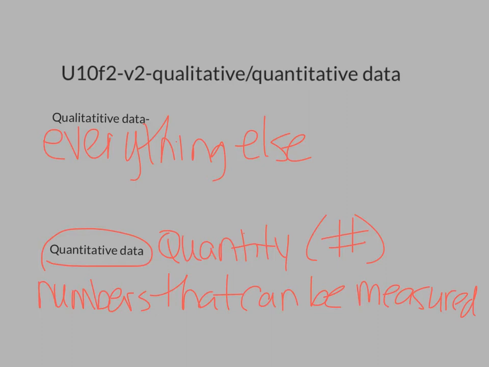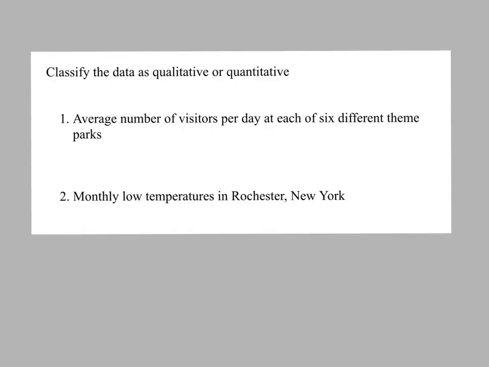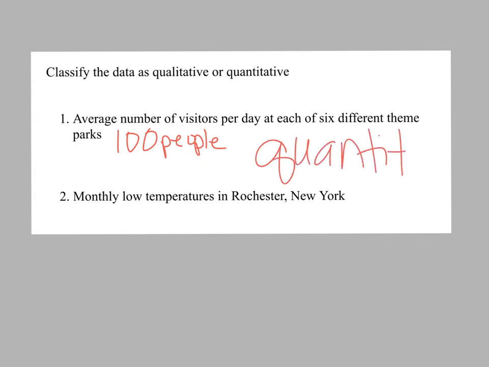Let's try some. Classify the data as qualitative or quantitative. The average number of visitors per day at each of the 6 different theme parks. So that would be at Disney World. So visitors per day. If we have 100, does that have a unit to it? It does. It has people or visitors. So this would be quantitative, because we can measure how many people are actually going to be there.